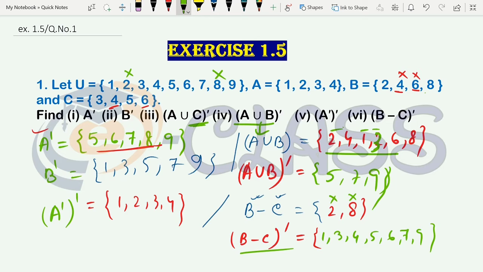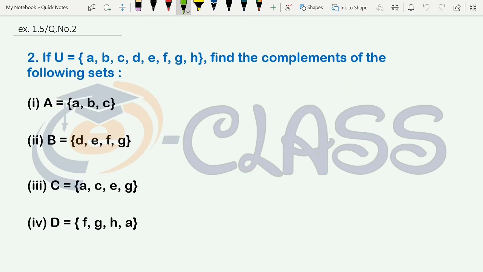Now next question. The next question says that the universal set equals A, B, C, D, E, F, G, H. Now find the complements of the following sets. Okay, these are very easy. I do a couple of them, and the remaining ones are homework. So I do question number 3.